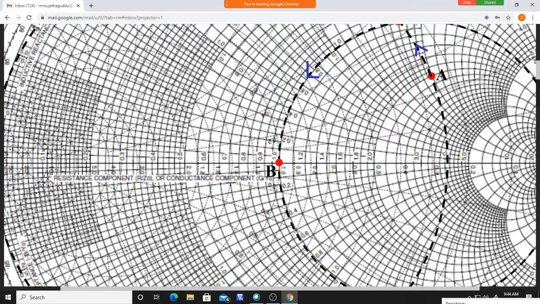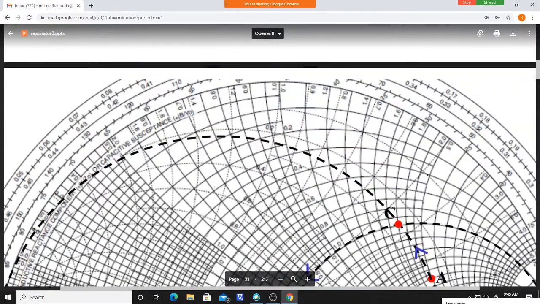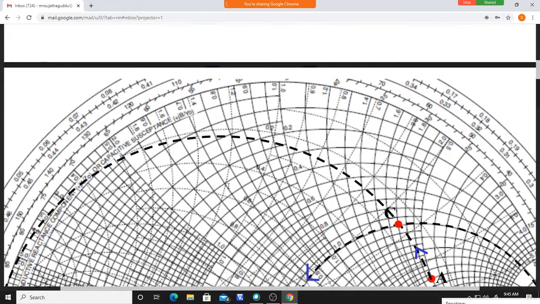Which is important is the G equal to 1 circle. You see here, G equal to 1. This circle is the G equal to 1 circle. Similarly, this circle is the R equal to 1 circle, whichever I have shown here. Similarly, you can read the reactance and susceptance values also.